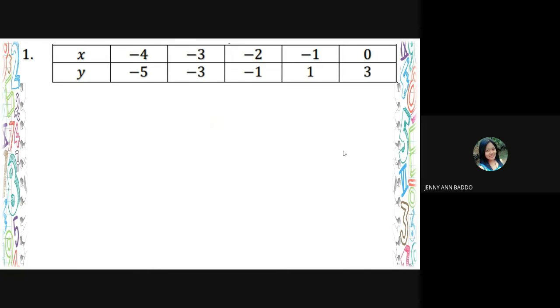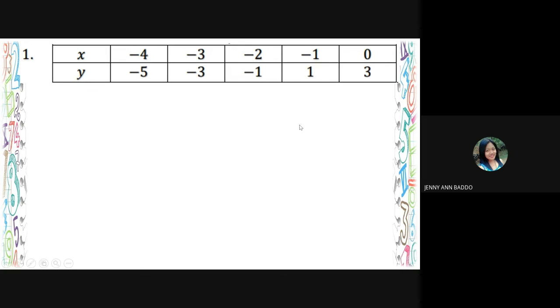First, we have this one. First, observe the x-coordinates: -4, -3, -2, -1, and 0. Obviously, since those numbers are consecutive, we have equal differences for x.